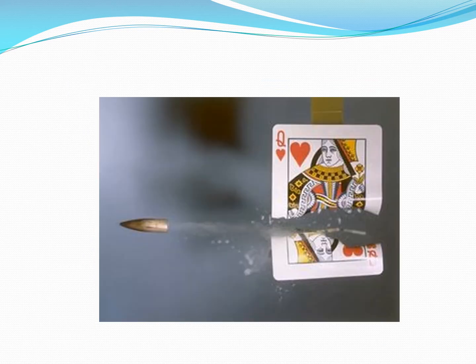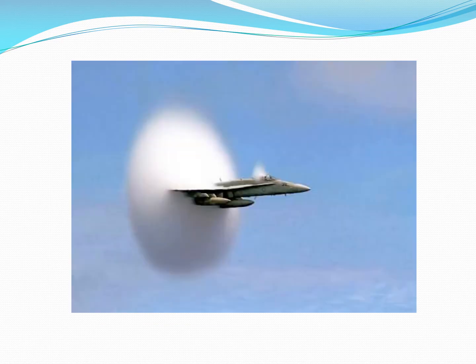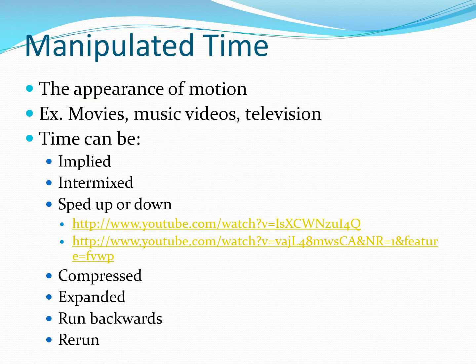Here's a bullet passing through a suspended card from a piece of tape. And here's a jet breaking the sound barrier, which normally we can't see anything, but cameras can capture this cloud-like effect that happens that's pretty amazing. So that's what we call stop moments of time in artwork. And manipulated time is being able to manipulate time in works of art.